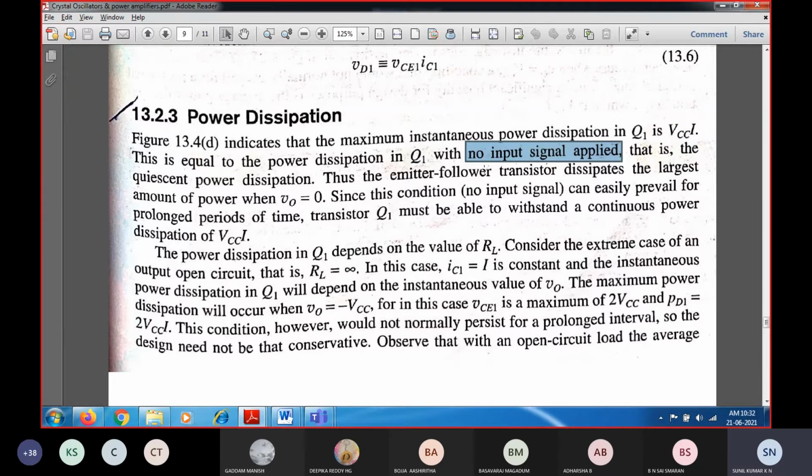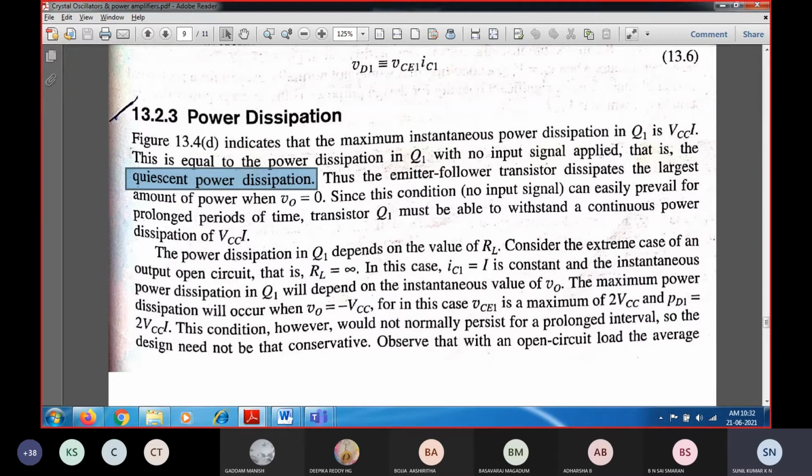That is applied when no input signal is applied. So for maximum, this is equal to the power dissipation in transistor Q1 with no input signal applied. So this is nothing but a quiescent power dissipation. What is quiescent power dissipation? When it is operated at the quiescent point, such that the Q point is selected exactly at the center of the load line, at that instant, whatever power dissipation is occurring without any input signal, that is called instantaneous power dissipation, which is equal to the quiescent power dissipation.